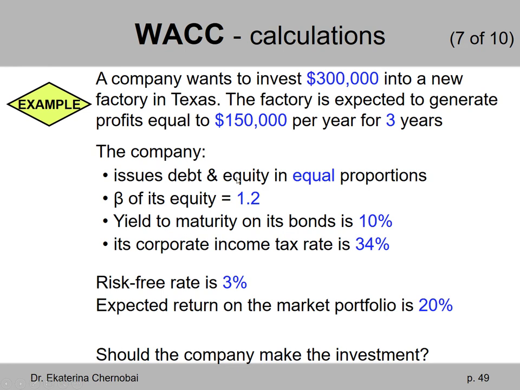It issues debt and equity in equal proportions. The beta of its equity equals 1.2. The yield to maturity on its bonds is 10%. Its corporate income tax rate is 34%. We also know that the risk-free rate in the economy is 3% and the expected return on the market portfolio is 20%. The question in this problem is, should the company make the investment?